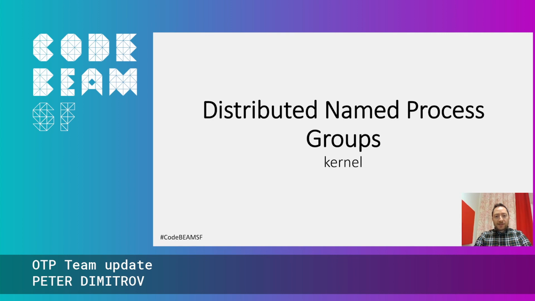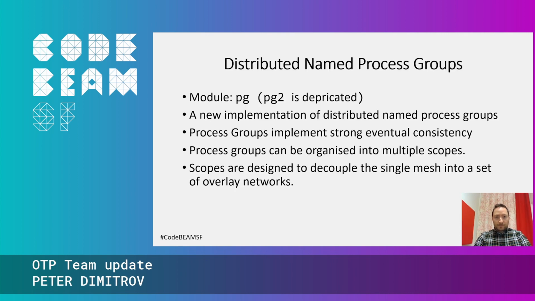Distributed named process groups. A new implementation of the distributed named process groups has been added in the pg module. Thanks to Maxim Fedorov for the contribution. It is important to note that the pg module has only the name in common with the experimental pg module that was present in stdlib up until OTP 17.